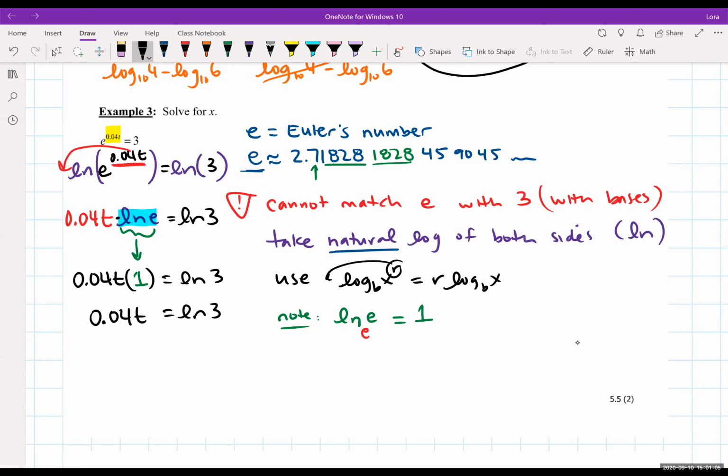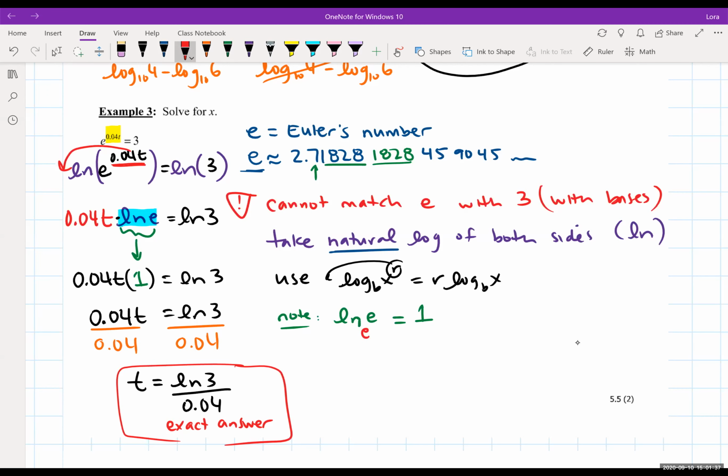And we're almost good to go. All we have to do is isolate t. We would divide both sides by 0.04. So we will get t equals natural log of 3 divided by 0.04. And again, this is the exact answer. In this case, there was no context to this problem. They didn't tell us to round or anything, so we can keep it and never think about it again.